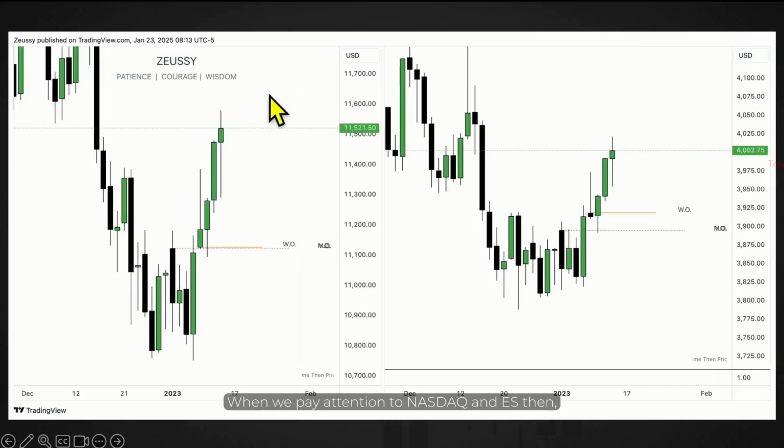When we pay attention to Nasdaq and the ES then, I want you to investigate the delivery on the lows right here on both Nasdaq and ES. I want you to pause this lecture for a moment and try and see whether or not you can see anything of significance right here.